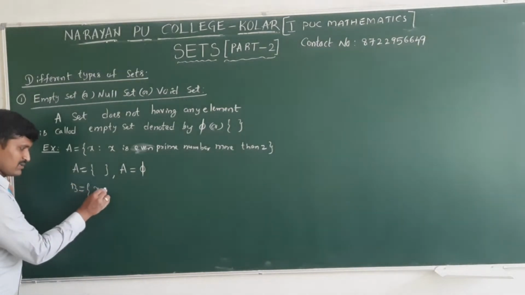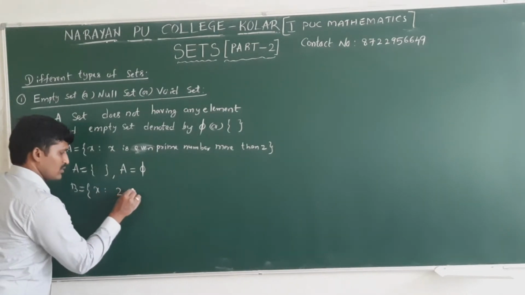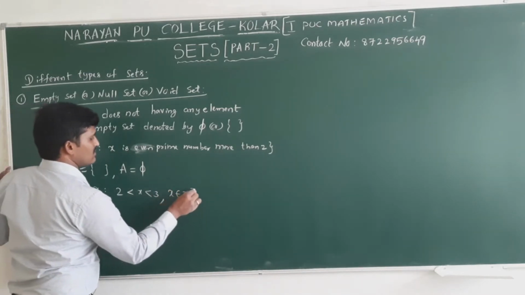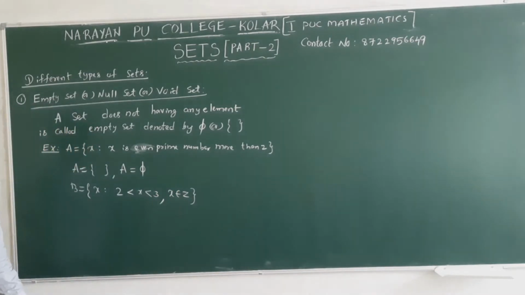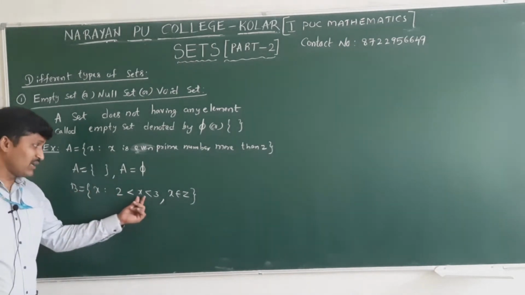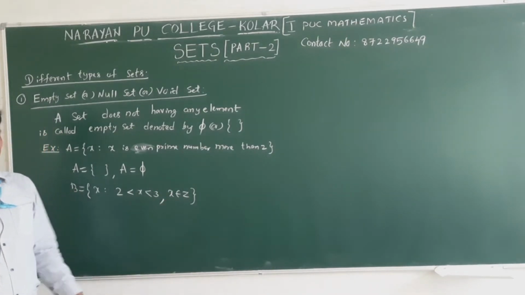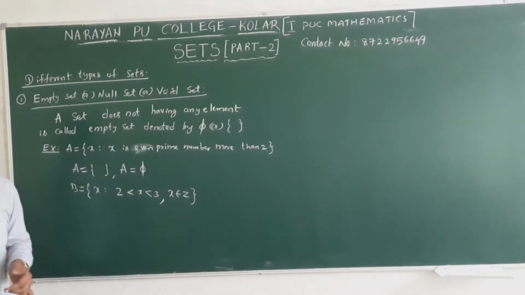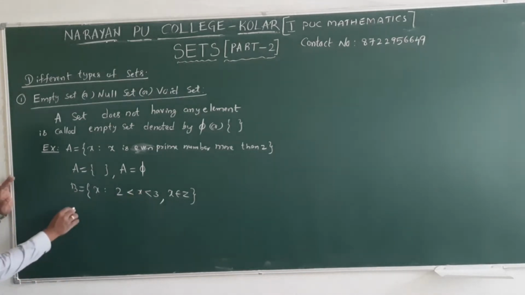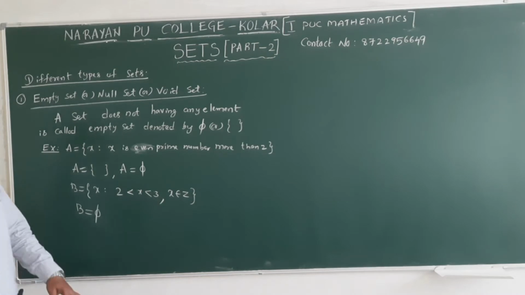B is x such that x lies between 2 less than x less than 3 and x belongs to Z. Z means what? Integer. But x is lying from where to where? 2 to 3. Any integer is there? No. 2.1, 2.99, all are real numbers, decimals. So there is no integer. That's why again B is also empty. There is no element that will satisfy. Next.